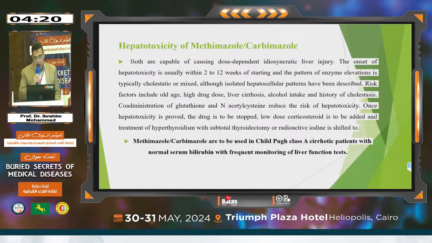Co-administration of glutathione and N-acetylcysteine reduces the risk of hepatotoxicity. Once hepatotoxicity is proved, the drug is to be stopped. Low-dose corticosteroid is to be added, and treatment of hyperthyroidism is shifted to subtotal thyroidectomy or radioactive iodine. So, methimazole/carbimazole are to be used in Child-Pugh class A cirrhotic patients with normal serum bilirubin, with frequent monitoring of liver function tests.